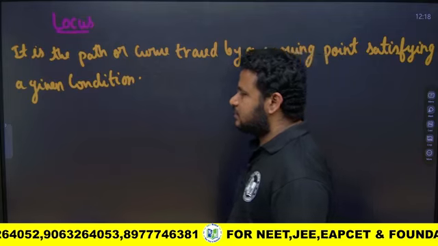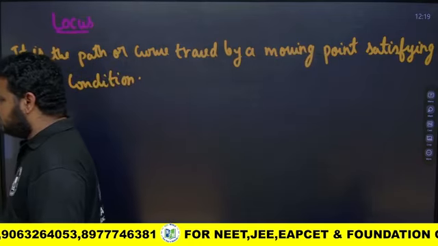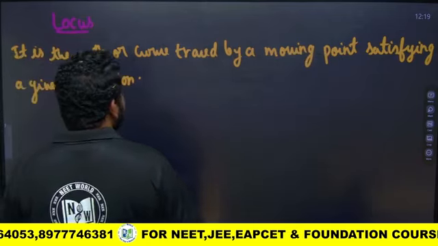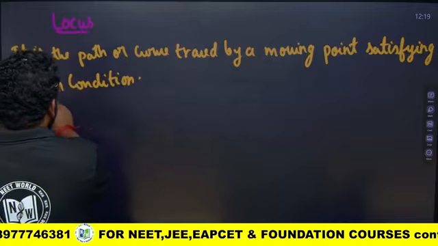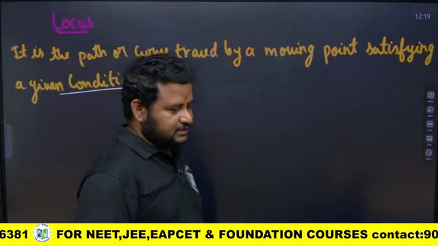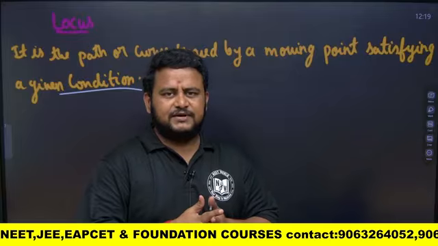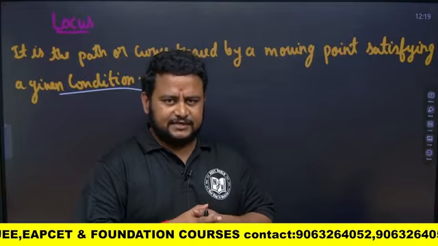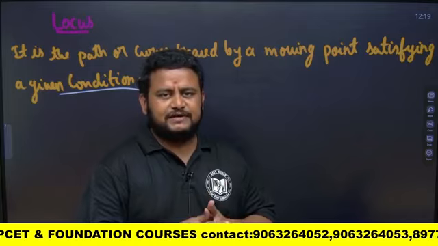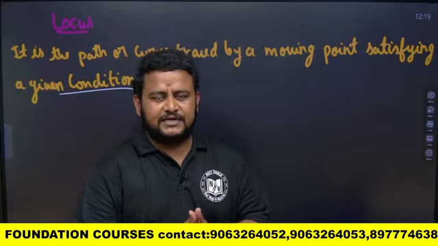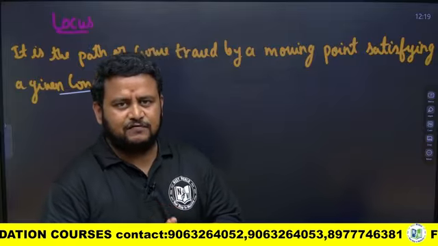Okay. Next, let us talk about locus. When we talk about locus, it is a path or a curve traced by a moving point satisfying a given condition. Here, what you have to remember is, suppose they have given it in other parameters like theta, t or something like that, we have to make sure that we eliminate those variables and bring it in the form of x and y. That is the meaning of locus.